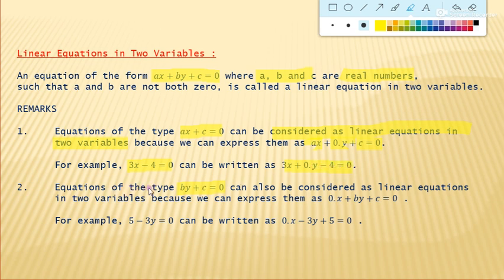Okay, similarly an equation of the type by plus c. What is by plus c? Definitely by plus c can also be considered as a linear equation in two variables. Why? Because we can write it in this form, 0x plus by plus c is equal to 0. It means the value of a is 0. For example, 5 minus 3y is equal to 0 can be written in the general form 0x minus 3y plus 5 is equal to 0. I hope you understood.